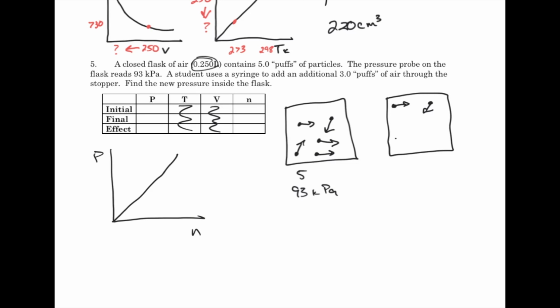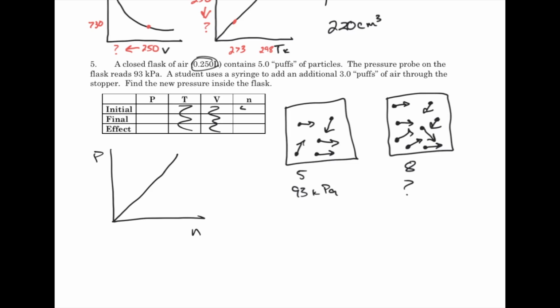So 1, 2, 3, 4, 5. So there's our original 5. We're going to add 3 more. So what you should see then is that the sides of the container, this has 8 particles now. And we want to know what the pressure is, right? But you should see that based on this, the pressure is going to increase, or the rate at which the sides of the container get hit by particles increases, right? So let's go ahead and fill this information in our table, and then we'll look at the graph.